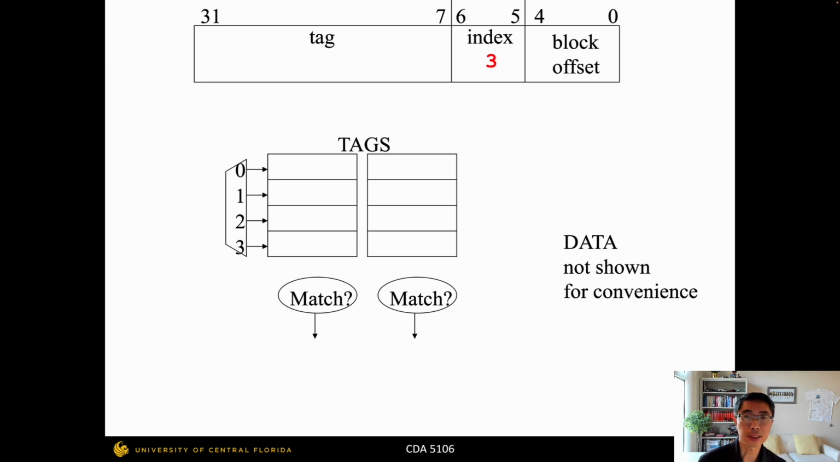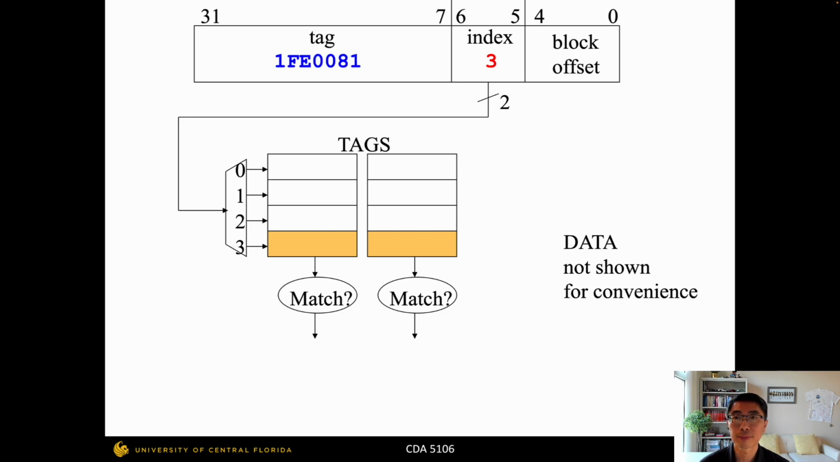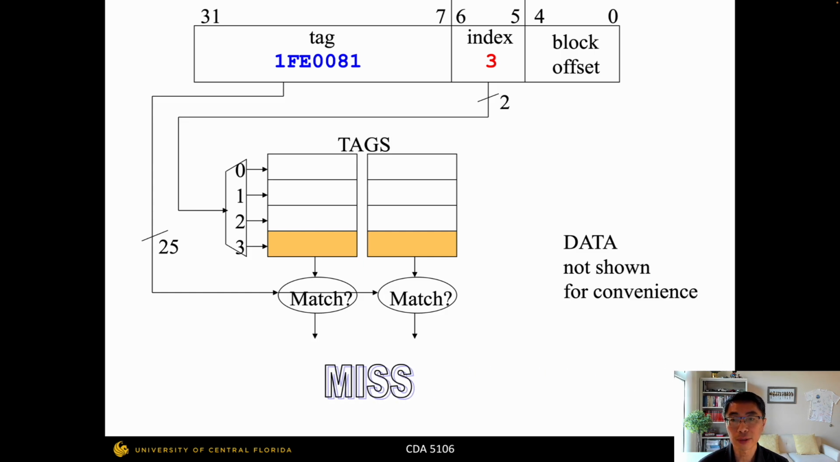Let's start with the first access. In the first access, we have access to index 3. So we use that to index the cache and read out the tags from set 3, both tags. And it turns out we want to access tag 1FE0081. When we perform the tag comparison, we have a mismatch. That means we have a cache miss. And we install the block in the first way, both in the data array and in the tag array.